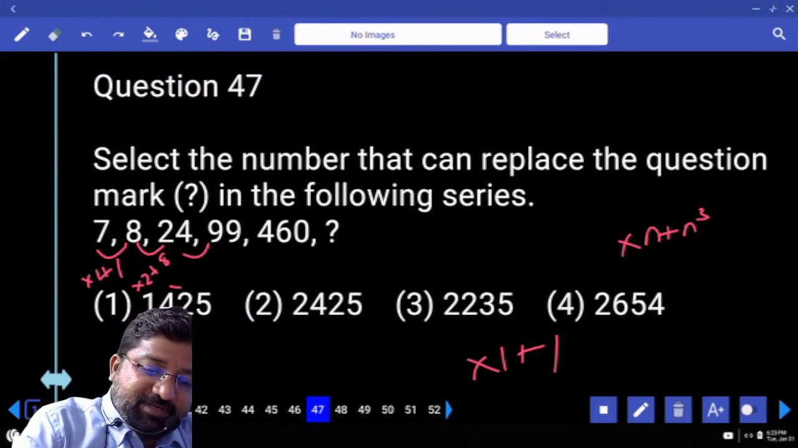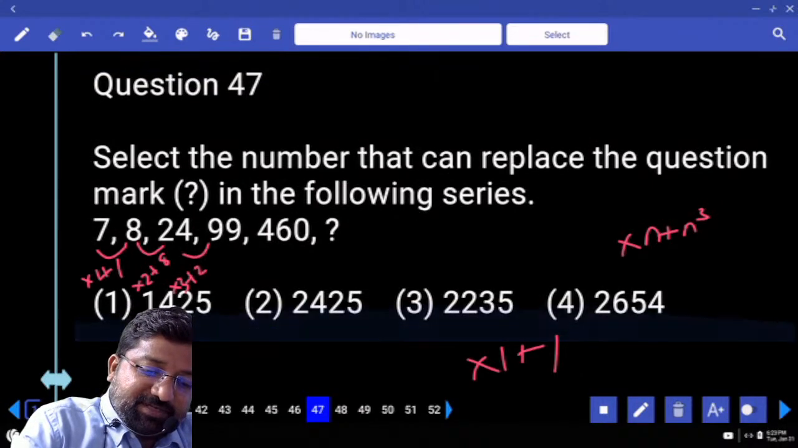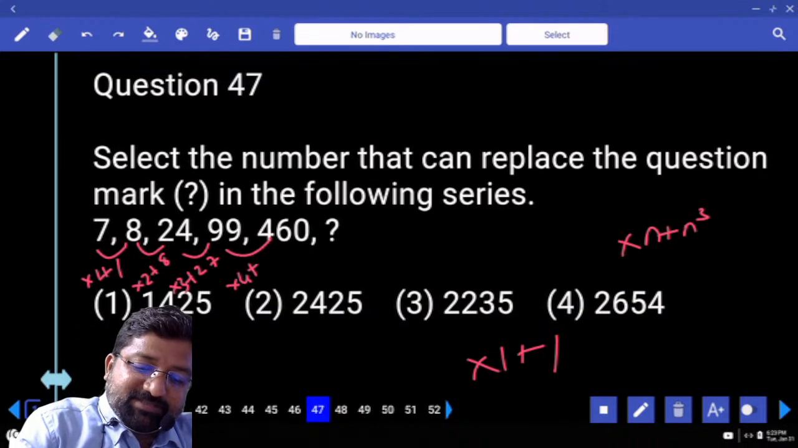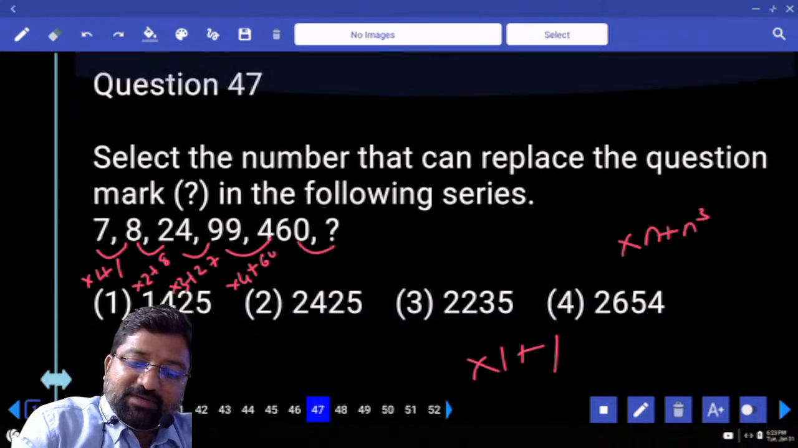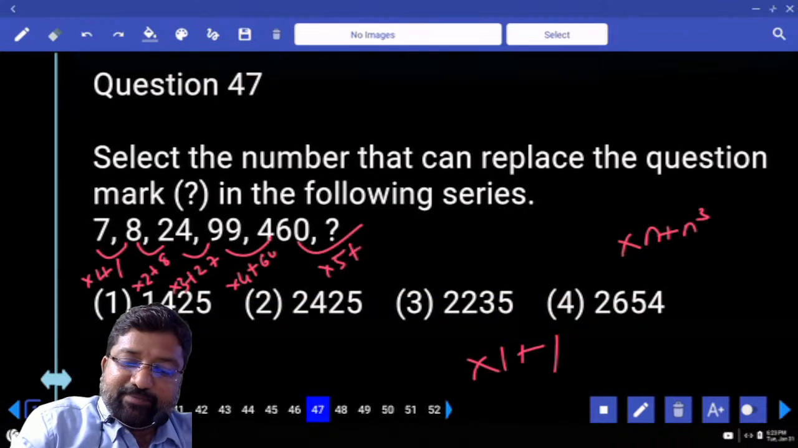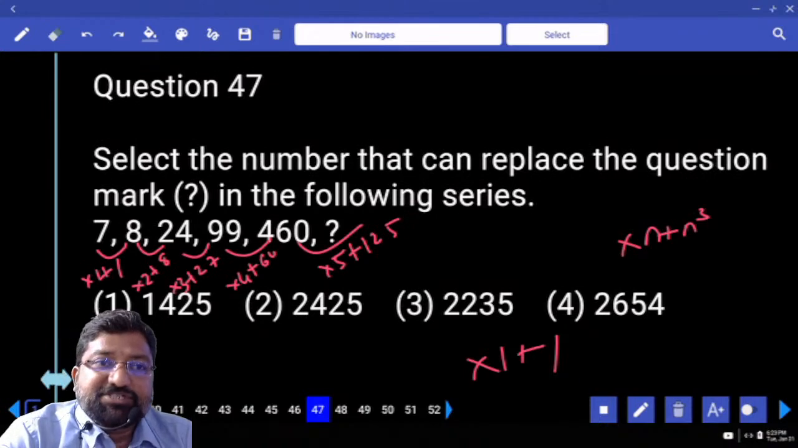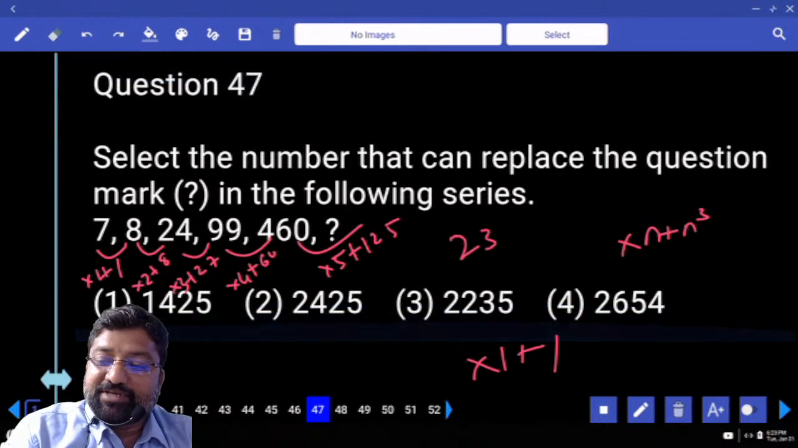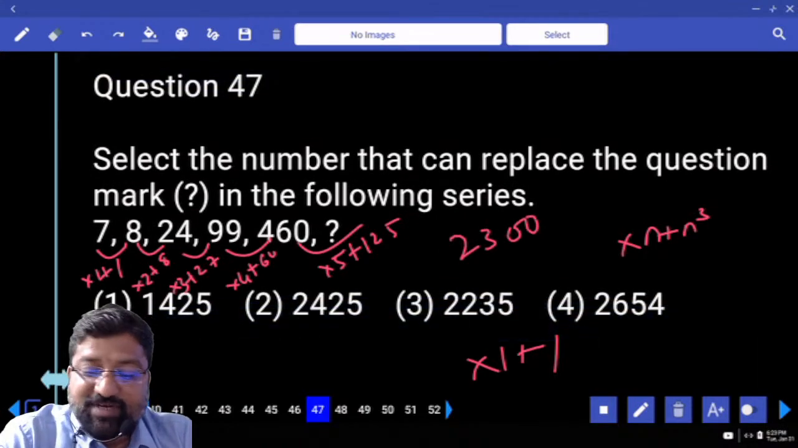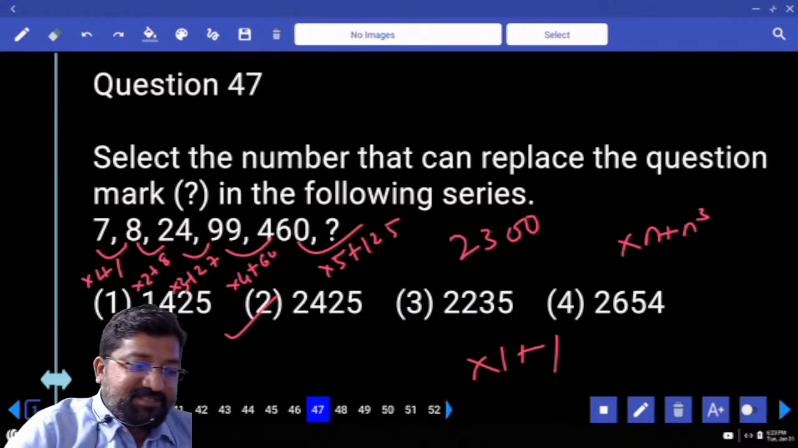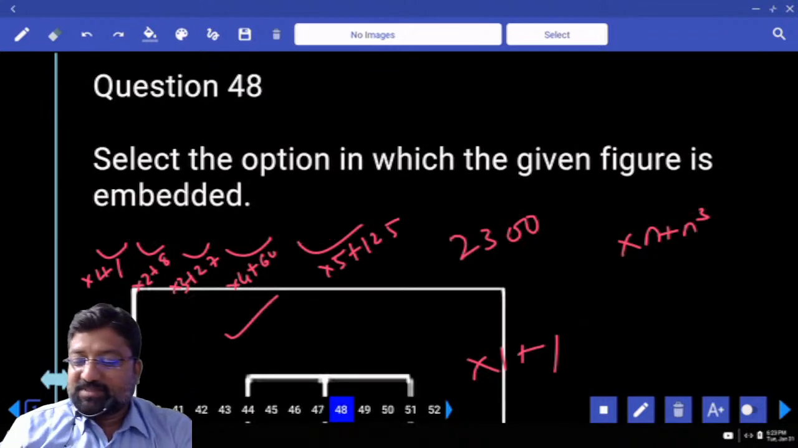This has to be into 3 plus 27. This should be into 4 plus 64, into 5 plus 125. అంతేనా? 460 into 5, 2300 plus 125, 2425. Is this easy? Yes, it is. Next one.